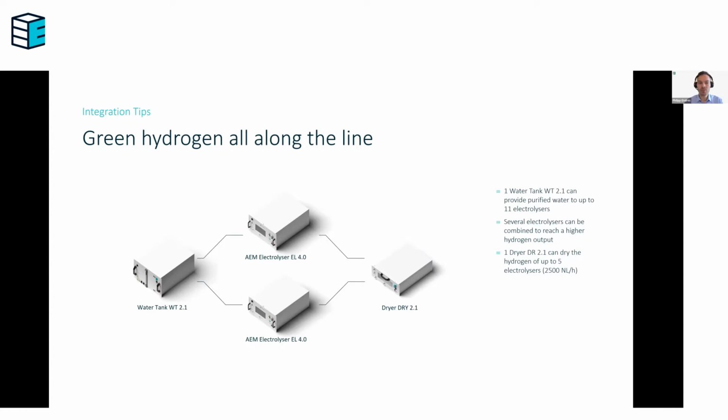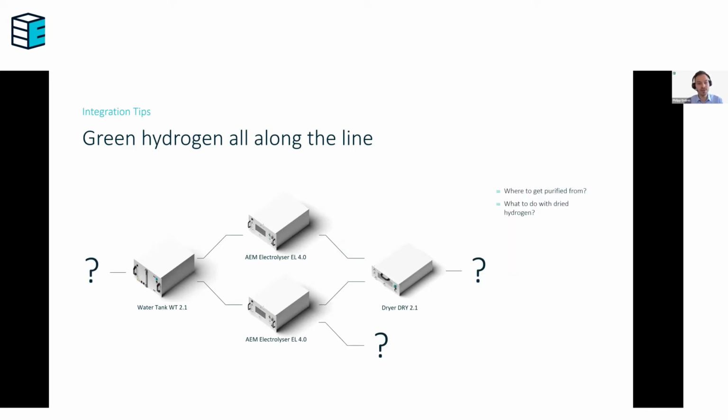So just a quick overview. The water tank is providing fresh water to the AM electrolyzer. It is possible to provide water to up to 11 electrolyzers. Then, as I said before as well, several electrolyzers can be stacked together, can be combined for a higher hydrogen output. And one dryer is able to dry the hydrogen of up to 5 electrolyzers. So this is then 5 times 500, 2,500 normal liters per hour.